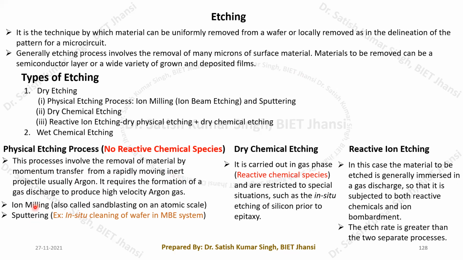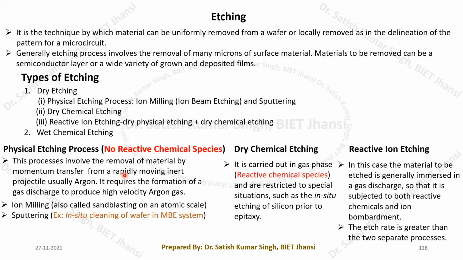Remember that in the case of ion beam etching and sputtering, the underlying principles are similar, but there are differences related to its operation, meaning how we operate it. There may be certain differences in the system arrangement, but otherwise the underlying principles are the same.